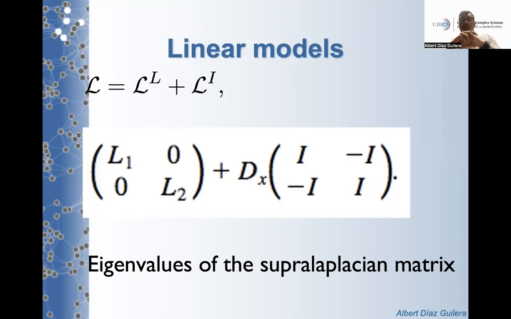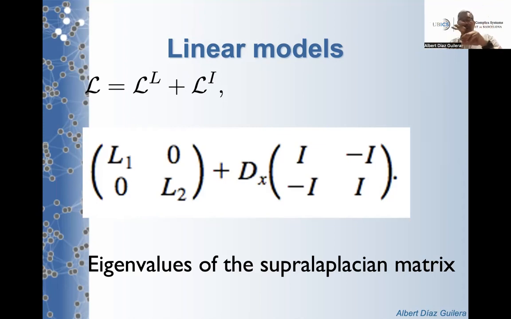And here on the right, what we have is D_x. D_x corresponds to the diffusion coefficient across the layers. And then what we have here is the identity matrix in the boxes. In the diagonal boxes, what we have is the identity matrix because it corresponds to a pure linear interaction, linear diffusion across the layers.